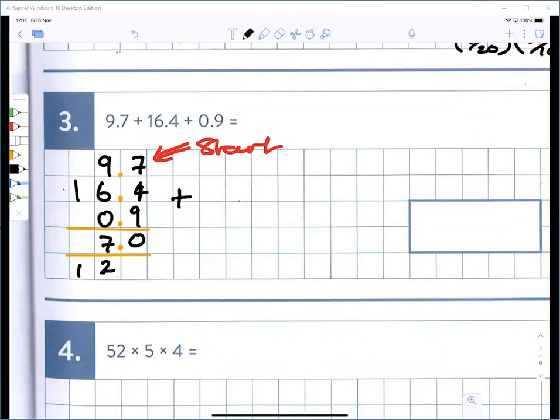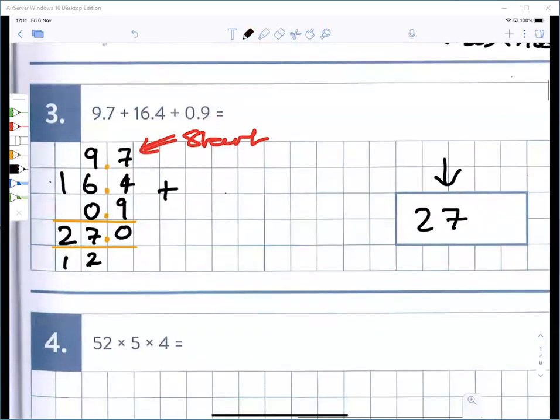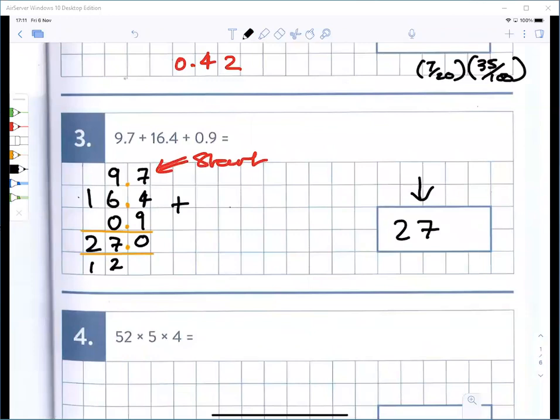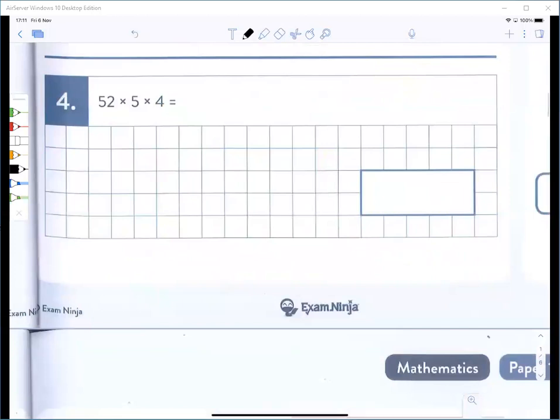Then that's 2. So what do we write in this box over here now? 27. Fantastic. Do I need to write 27.0? No, because the point zero is unnecessary. If you write it down, it's not wrong, but it's a bit amateur. We need to show the examiner that we know our stuff, and we know that 27 is the same as 27.0, and we don't need the point zero because it's an unnecessary zero. Lovely.